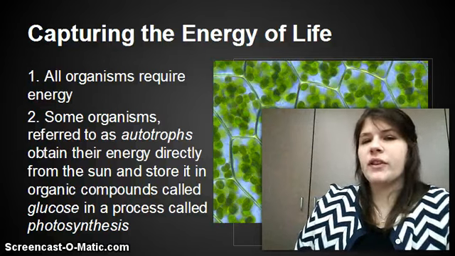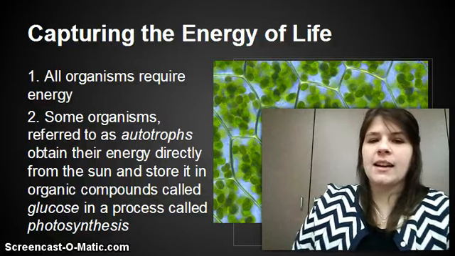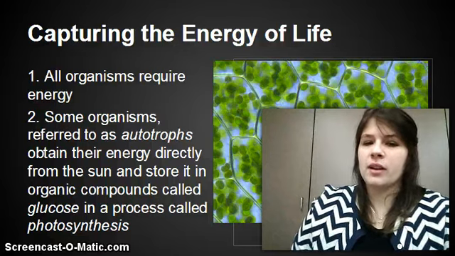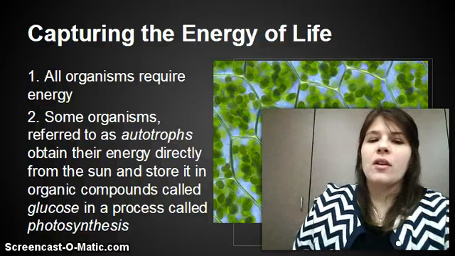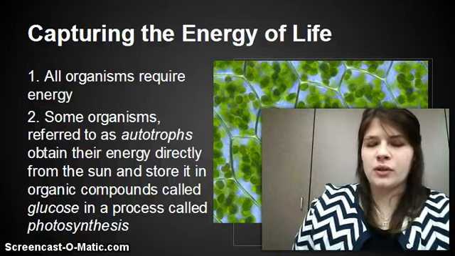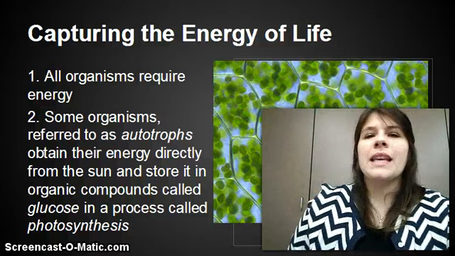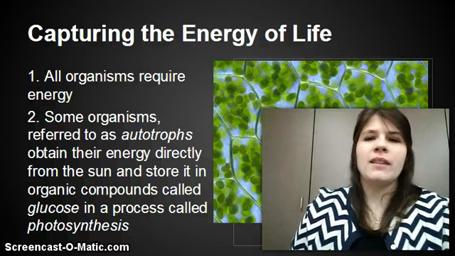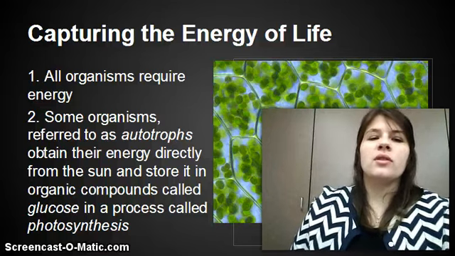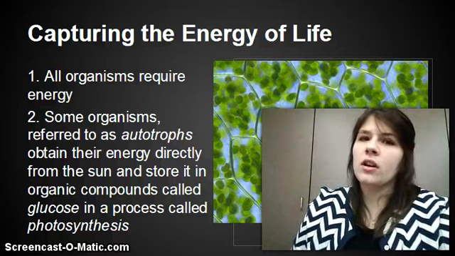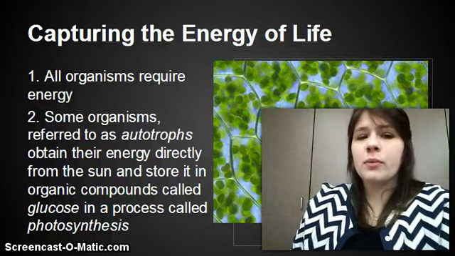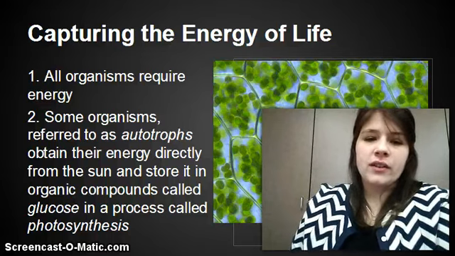Some organisms that we refer to as autotrophs obtain their energy directly from the sun and store it in organic compounds called glucose in a process called photosynthesis. Now, an autotroph, as you might remember, can also be referred to as a producer. And since we consume these autotrophs, you might have eaten grapes or a banana, those are autotrophs. You're going to be the consumer, or we are also known as heterotrophs. So, you have autotroph, you have producers, you have heterotrophs, and you have consumers.